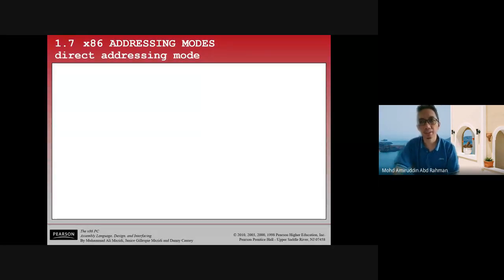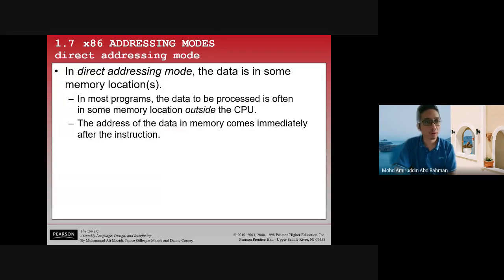How about the direct addressing mode? We have learned register and immediate. Now it is the direct addressing mode. In direct addressing, the data is in some memory location, so now the data is from memory and we want to put that into the register. In most programs, the data to be processed is often in memory locations outside the CPU. The address of the data in memory comes immediately after the instruction. So how do we call the data at that specific location? You remember, we use the brackets.